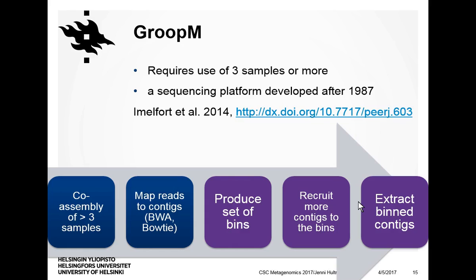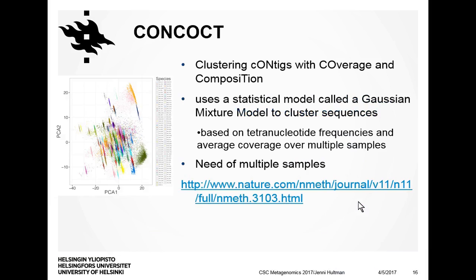So in there, you do the co-assembly of 3 or more samples. And then you need to map the reads back to contigs. Was that something you already did yesterday, mapping the reads? No, not yet. Yeah, okay, so it's going to come later on. But then you know the coverage of your contigs after you map the reads back to them. And then you get the bins. And then you can recruit even more contigs to the bins once you have the draft bins available. And then you can work with your genomes.